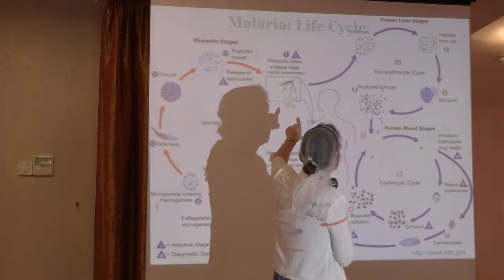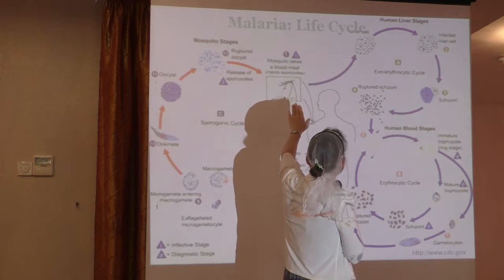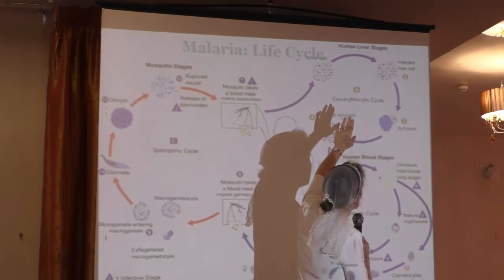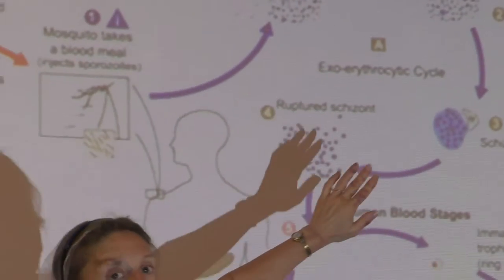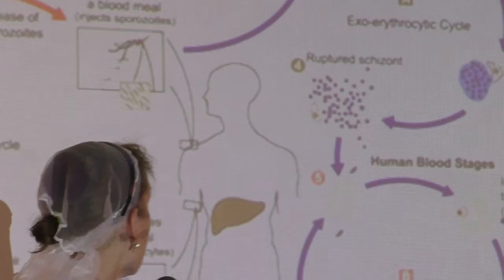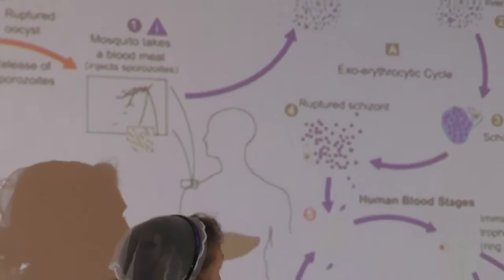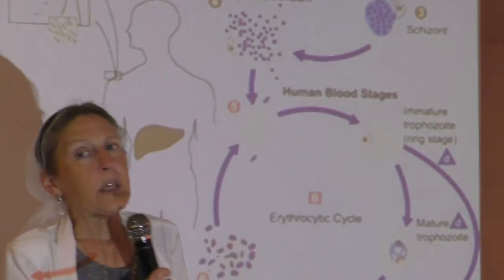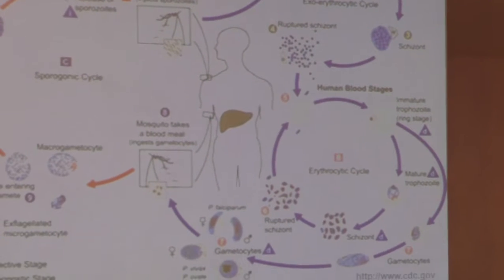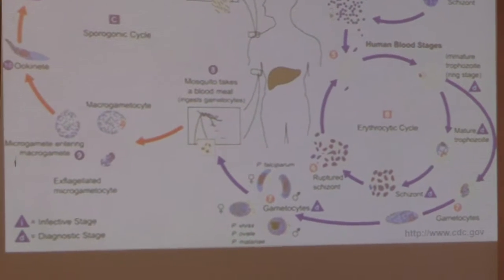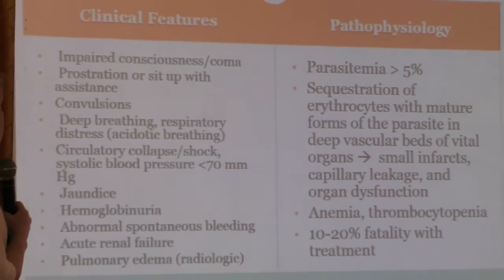And here we have the organism going into the liver, infecting cells, and here you have the rupture. And that's where you get the chills and the fever. Okay, so it corresponds with that. And then again, you get the same rupture in the red cells. So people come in, they're very anemic because their red cells are being destroyed, ruptured by the parasite itself.